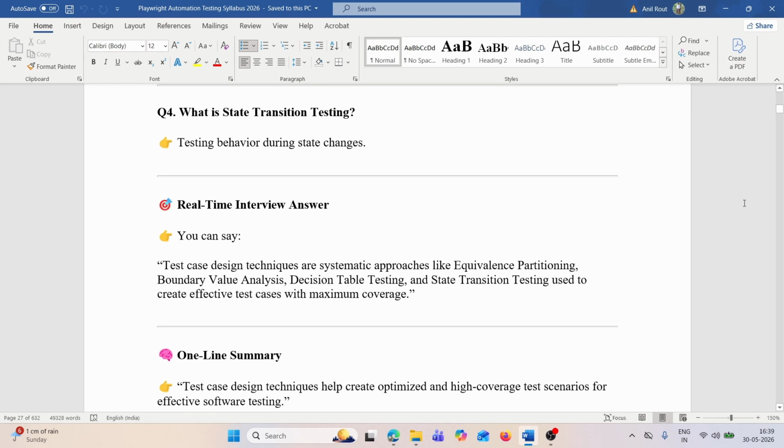Real-time interview answer: test case design techniques are systematic approaches like equivalence partitioning, boundary value analysis, decision table testing, and state transition testing used to create effective test cases with maximum coverage.